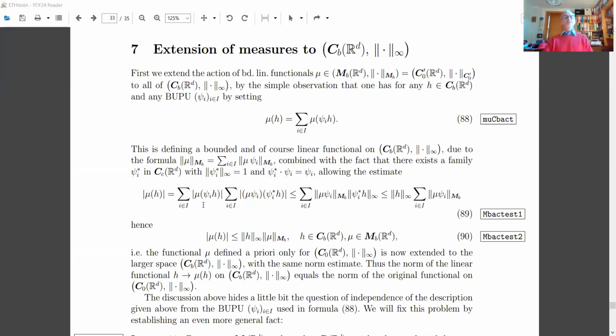So I have to look at the pieces, and now artificially I want to use the size of the mu psi I, but then it would be applied to H, which we cannot do, but I can insert the psi I star. So the good thing is, if I write psi I times H as psi I times psi I star times H, each of the functions psi I star H has compact support because the first factor has compact support, and it's also bounded by the size of the H.